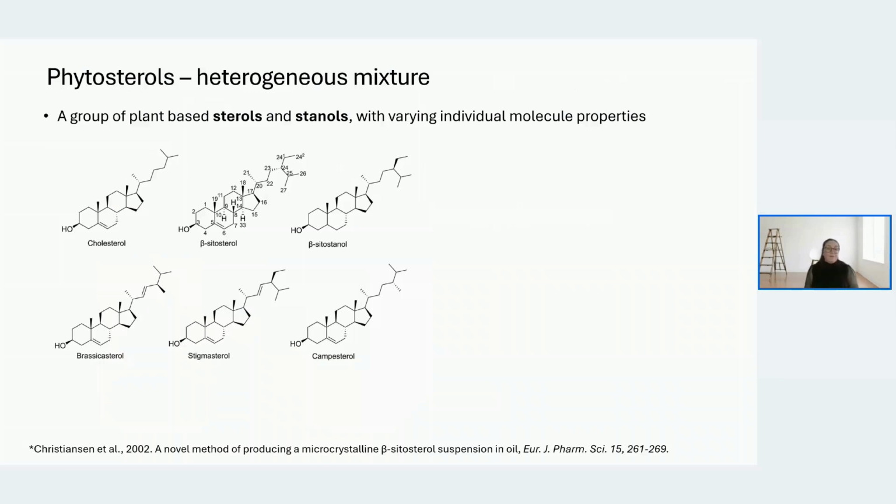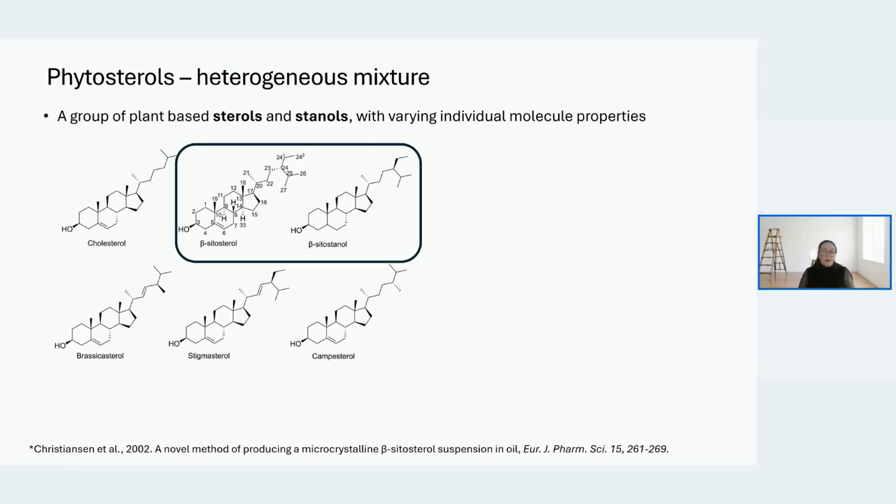Then a couple of words about phytosterols in general. So they are a heterogeneous mixture of plant-based sterols and stanols. And in this picture, you can see different individual molecules, sterols and stanols. And actually, all of the different molecules can have slightly different properties, like melting point. There are more than 200 different individual sterols and stanols, but I'm just showing the main ones here.